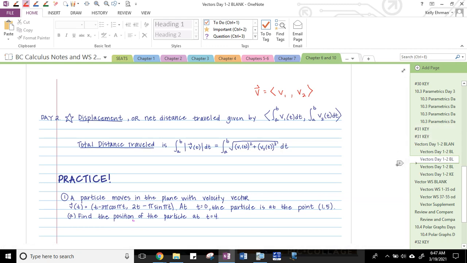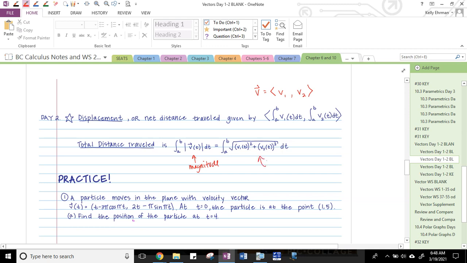Total distance traveled, remember in the beginning of the year, we just kind of threw an absolute value around everything and said if there's any sort of negative velocity, we'll force it to be positive. Here, remember this absolute value really just means magnitude if we're talking about vectors. And magnitude is calculated again with these two components. Remember, it's just square root of a squared plus b squared. So component velocity 1 squared plus component velocity 2 squared.